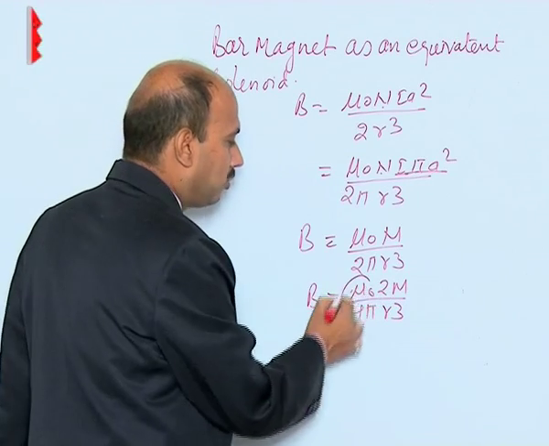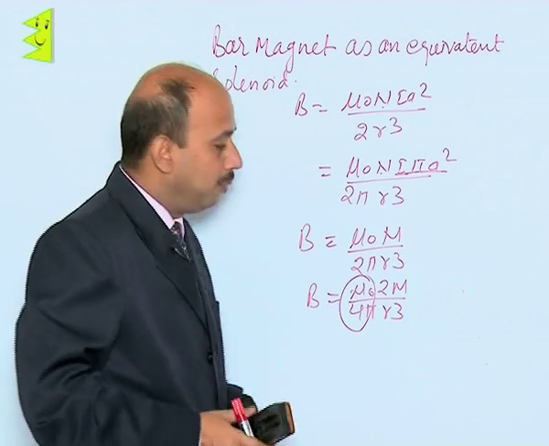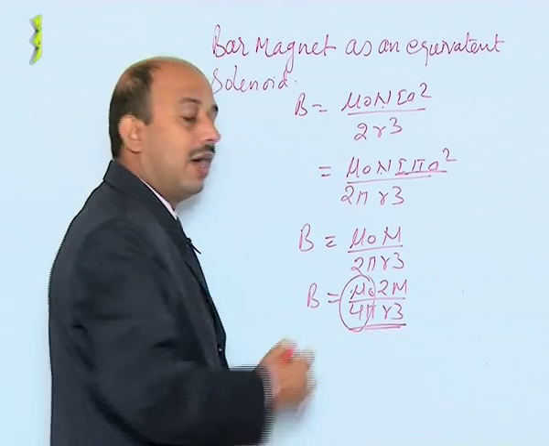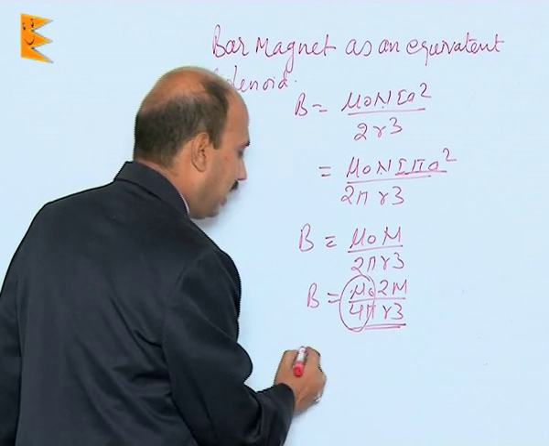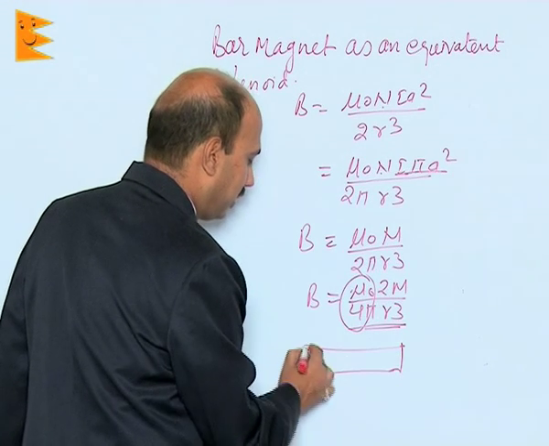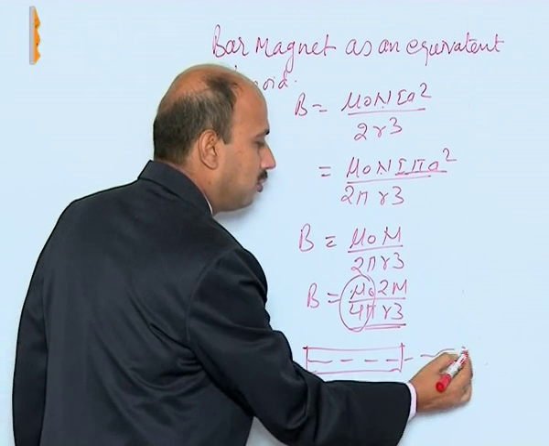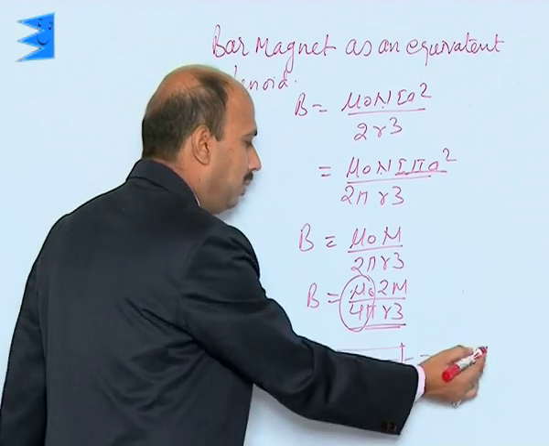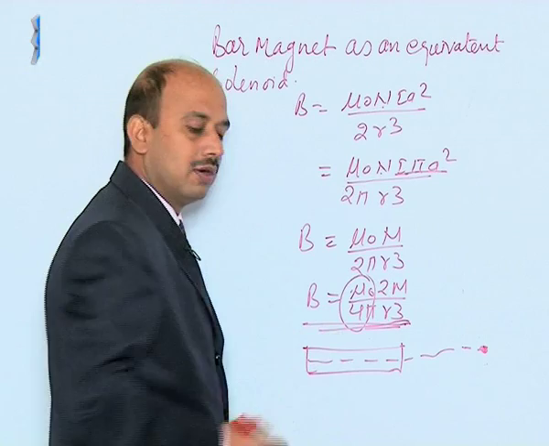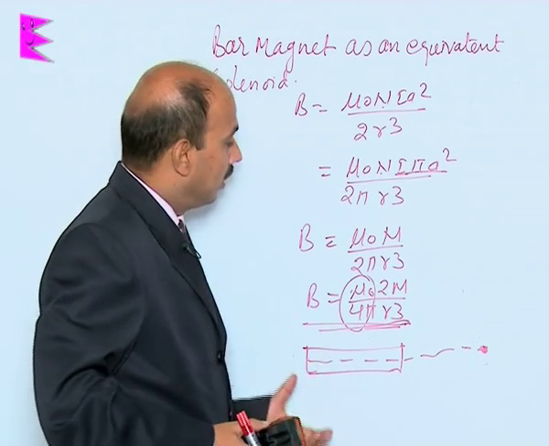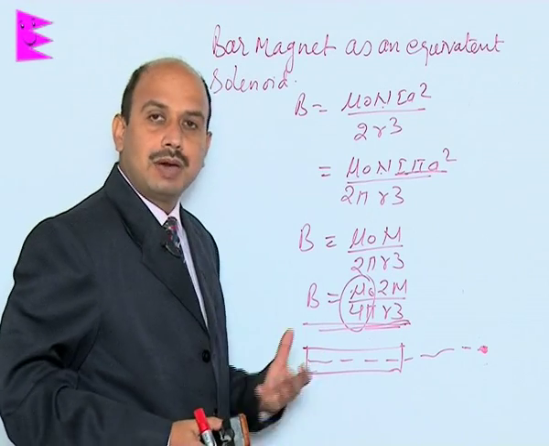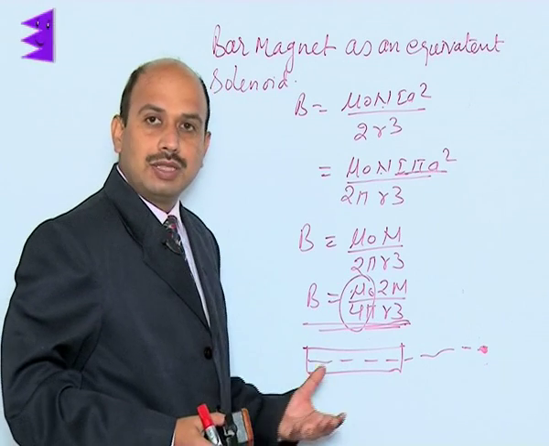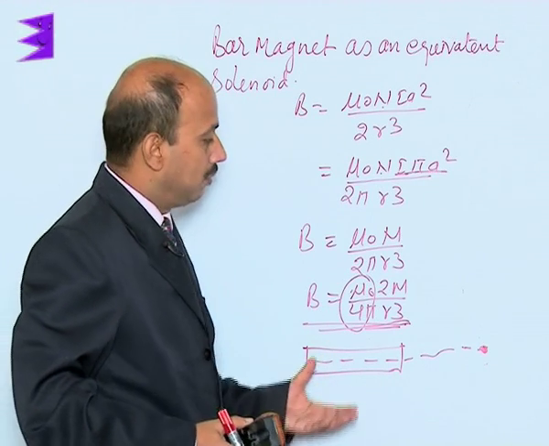So, here this part is constant. At any point on the axis of the solenoid, the magnetic field is this, and when we take a bar magnet, if you have taken a bar magnet and this is the axis of the bar magnet, if you calculate the magnetic field at this point, you will get the same expression. So, now we can say this solenoid behaves as a bar magnet, because the magnetic field obtained at any point on the axial line is equivalent to that of the bar magnet.